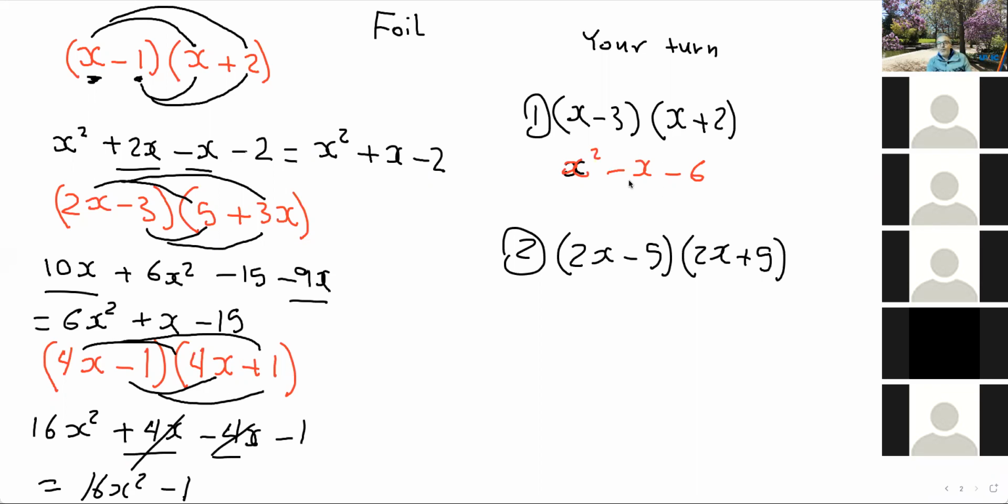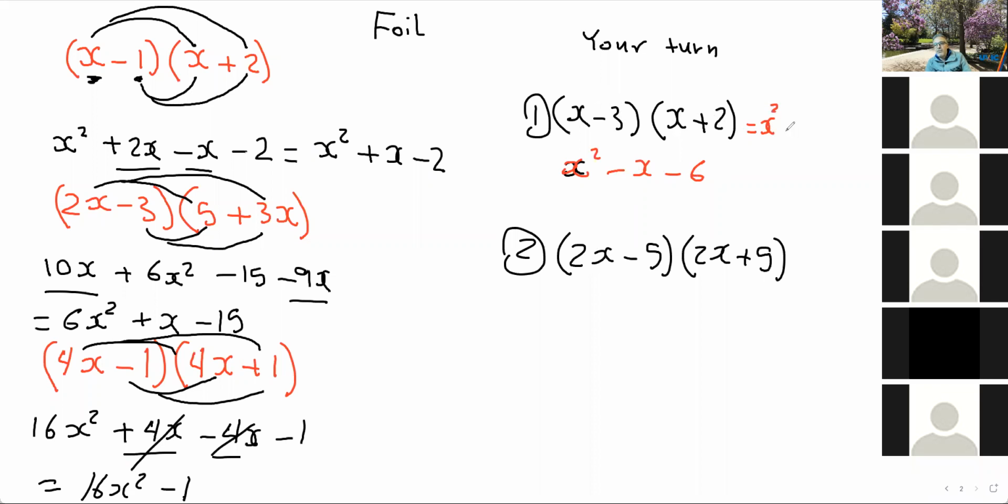So if you want to take a shortcut, guys, when you don't have anything in front of the x, if you have just x here and x there, then you go x squared, negative 3 plus 2 is negative 1. That will give you negative 1x, and then negative 3 times 2 is negative 6, and that's what you get there. If you want to go through the steps, x times x is x squared.